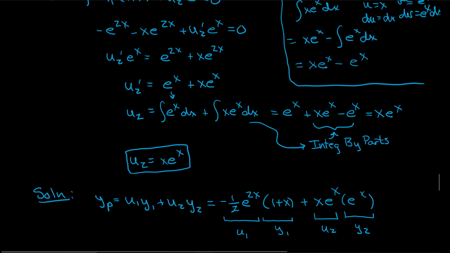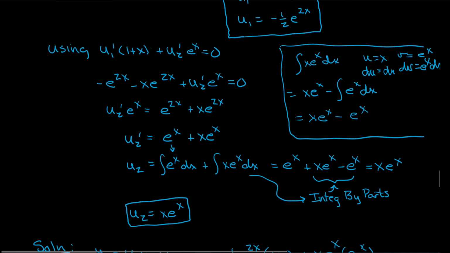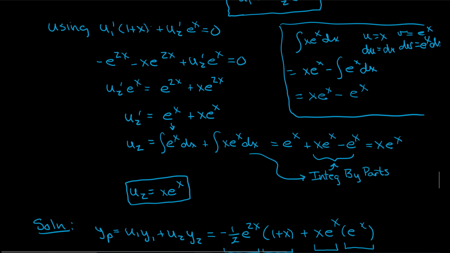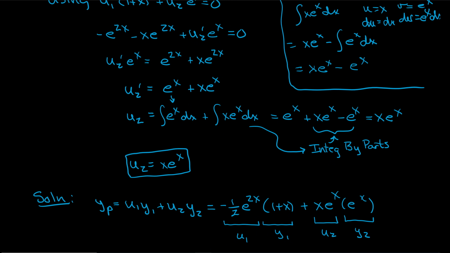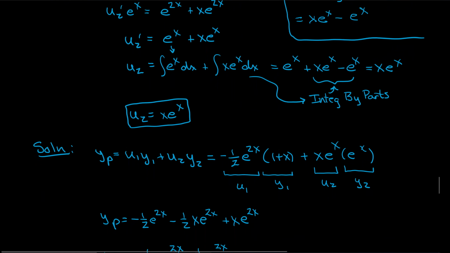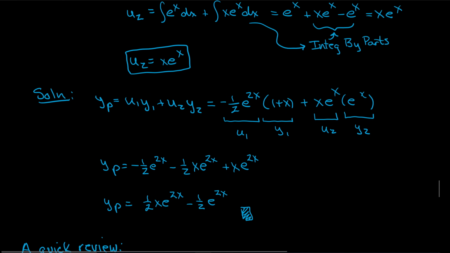Okay, now our particular solution is u1 y1 plus u2 y2. Well, our u1 that we obtained, it's up at the top of the screen, is the negative 1/2 e to the 2x times y1, which was given to us as 1 plus x, plus our u2, which is this x e to the x right there, times our y2, which was also given to us, e to the x. And that's got that one. So there is our particular solution.